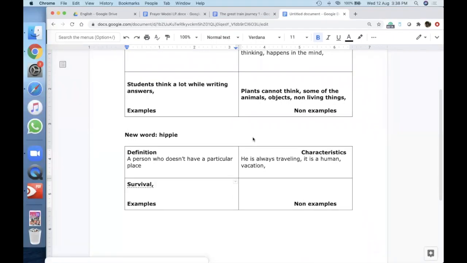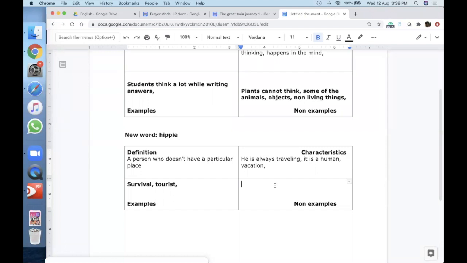So I was asking about what are some of the examples of the word hippie. I see Sadia raising her hand. Sadia, do you want to answer? Yes. Example: tourist, sir. Tourist. Okay. For example, a person who is always going on tours, we can call them hippie. If a person is not staying at one place and is always going from one place to another place, we can call them hippie.